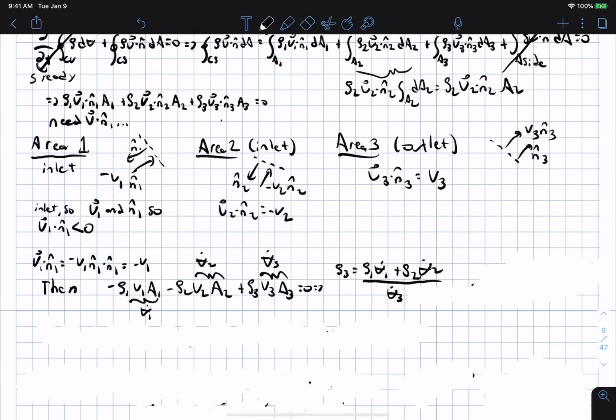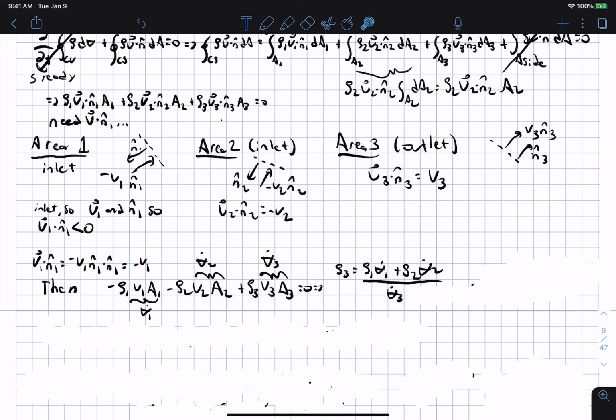Then we take these results and substitute them into this expression here, and we are left with minus rho 1 v1 A1 minus rho 2 v2 A2 plus rho 3 v3 A3 is equal to 0. Well, this v1 A1 is just equal to the volumetric flow rate at station 1. This v2 A2 is just equal to the volumetric flow rate at station 2. And this v3 A3 is just equal to the volumetric flow rate at station 3.